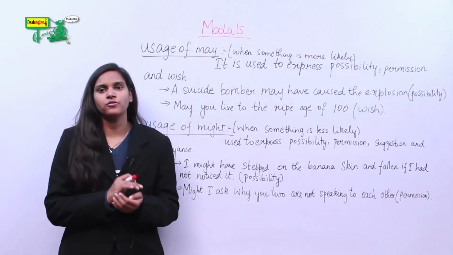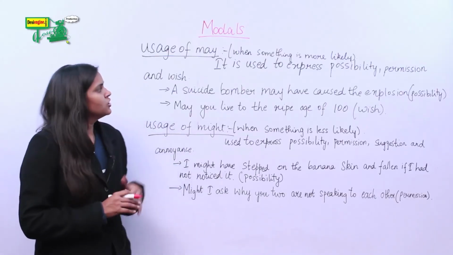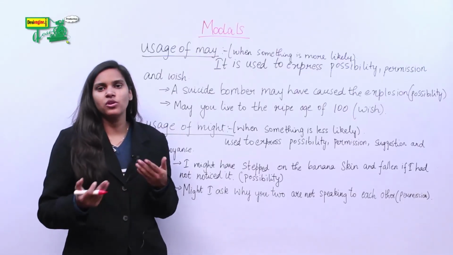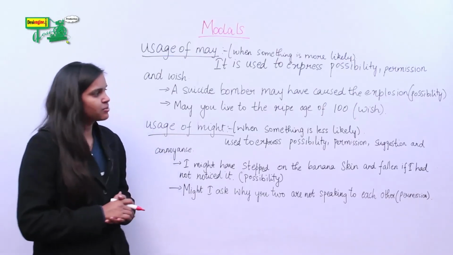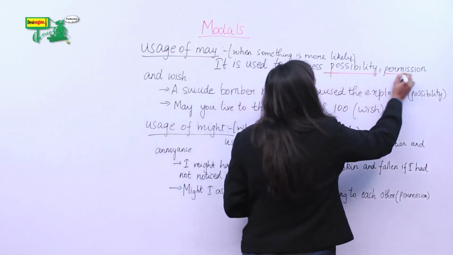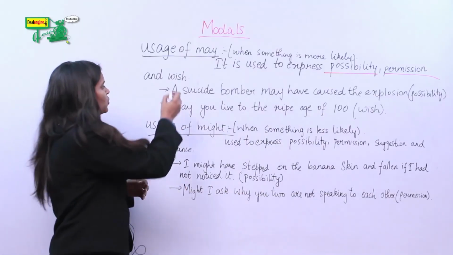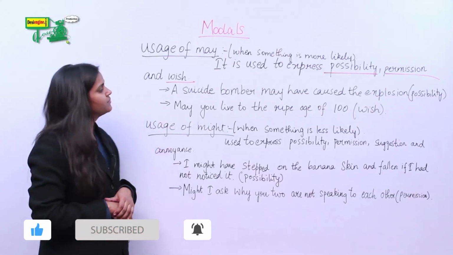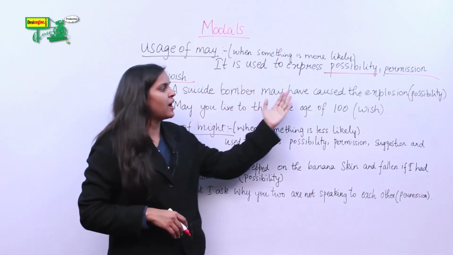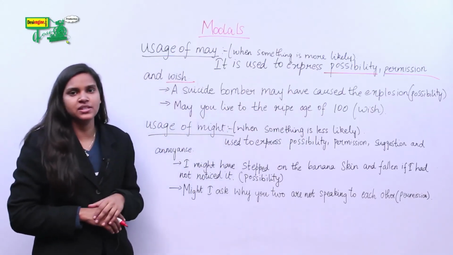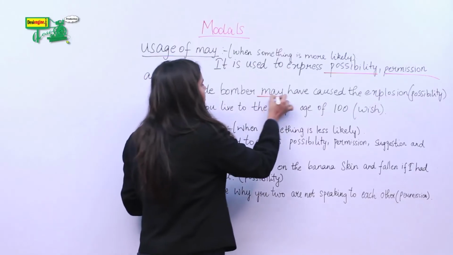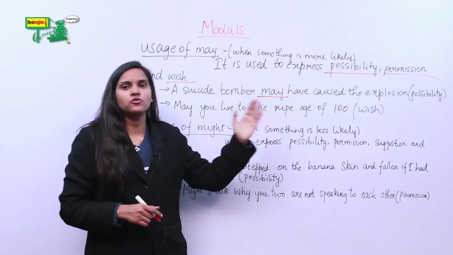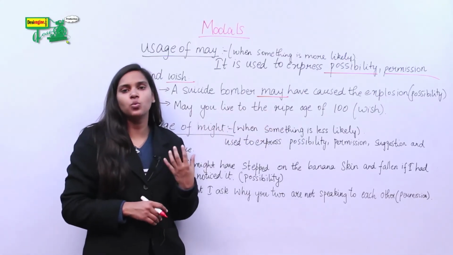Let's learn the usage of may and might now. Usage of may first. Usage of may is done when something is more likely. It is also used to express possibility, permission and wish. Let's take few examples and try to understand the usage of may. A suicide bomber may have caused the explosion. This is an example sentence of a possibility. Second one is: may you live to the ripe age of 100. This sentence expresses a wish.